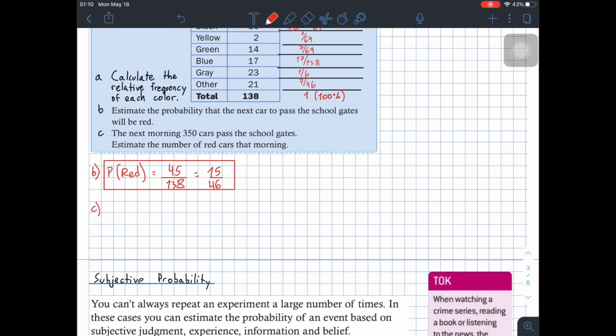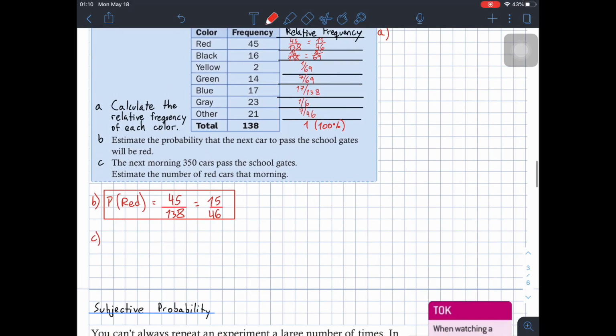Finally, for part C, it says, the next morning, 350 cars pass the school gates. So this is our N, right? Estimate the number of red cars that morning. We already have the probability of red cars. So the estimated number would be the probability of red cars multiplied by 350. So I'm going to write it as N equals 350 times the probability of red, which is 15 over 46, just as we did with the previous exercise.